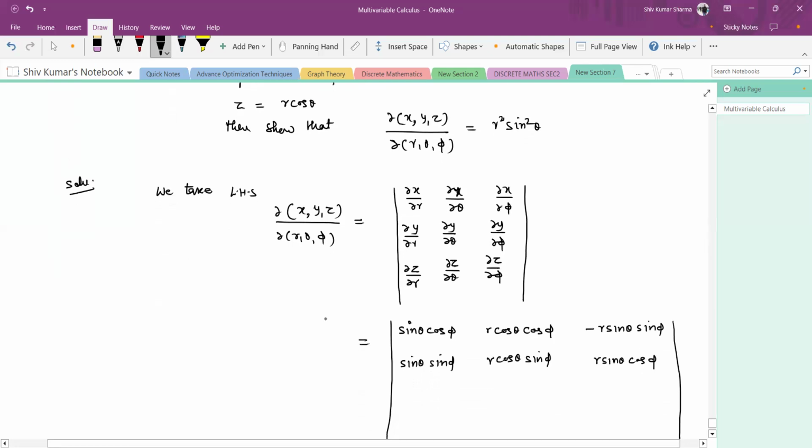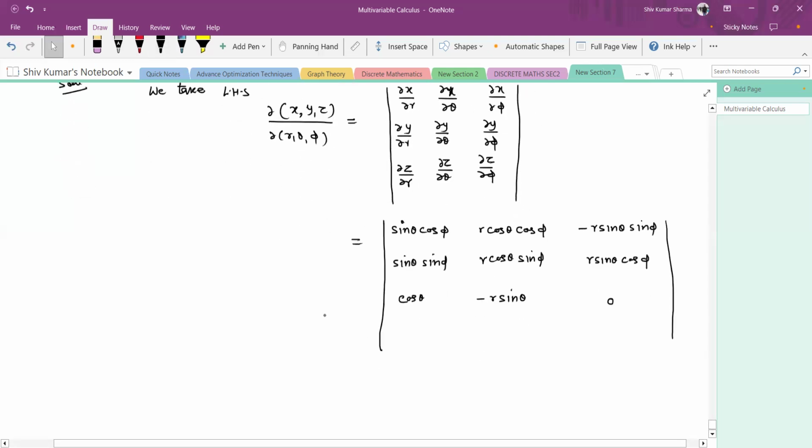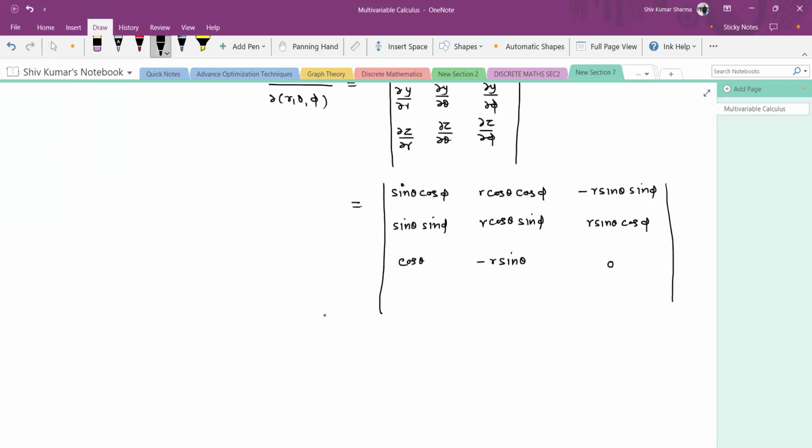Third, del z upon del r is cos theta. Del z upon del theta is minus r sine theta. And del z upon del phi is 0. So now we solve this 3 by 3 determinant.